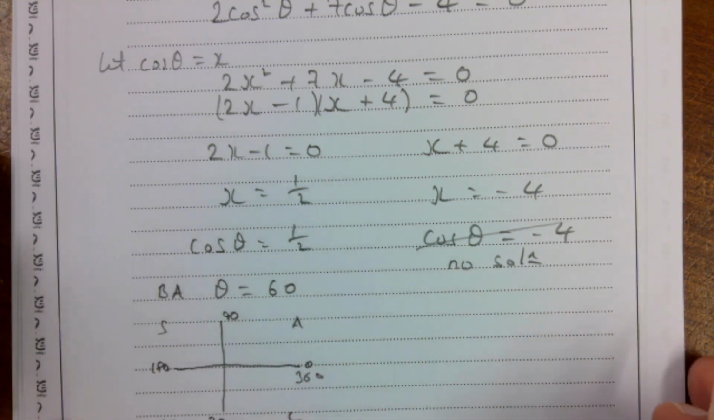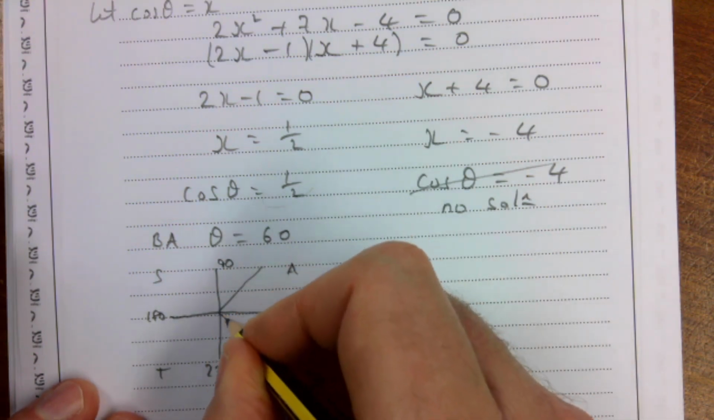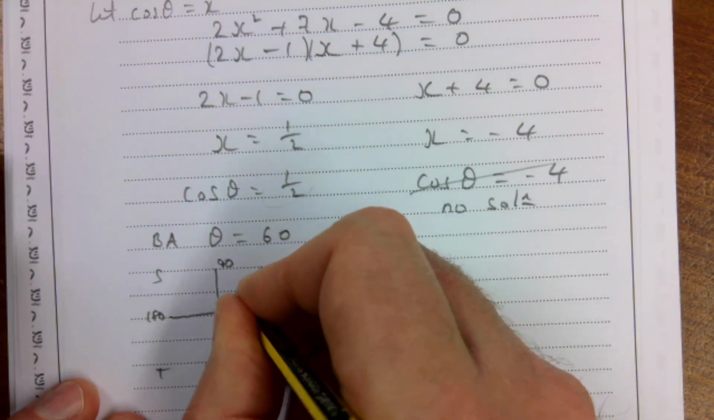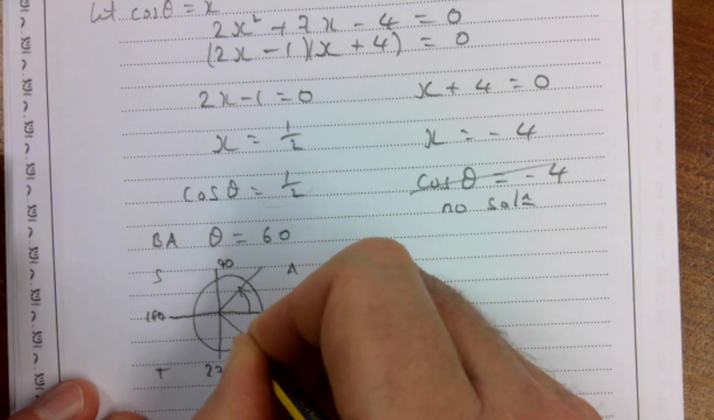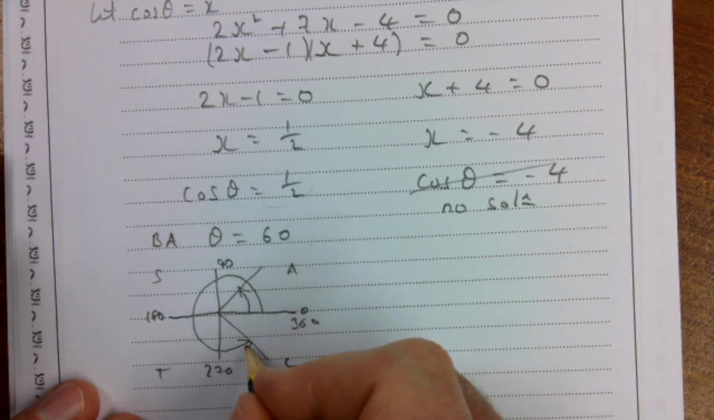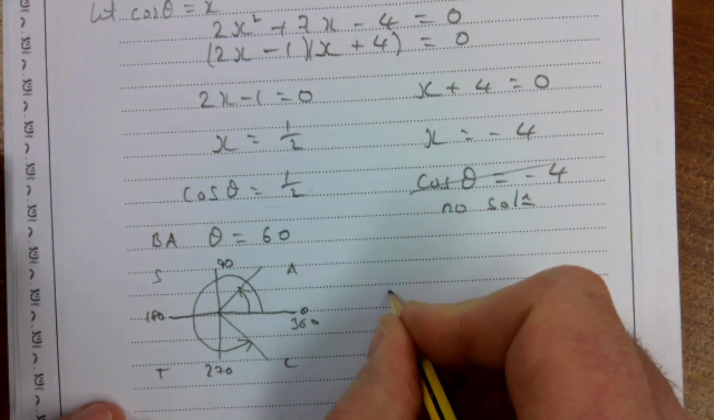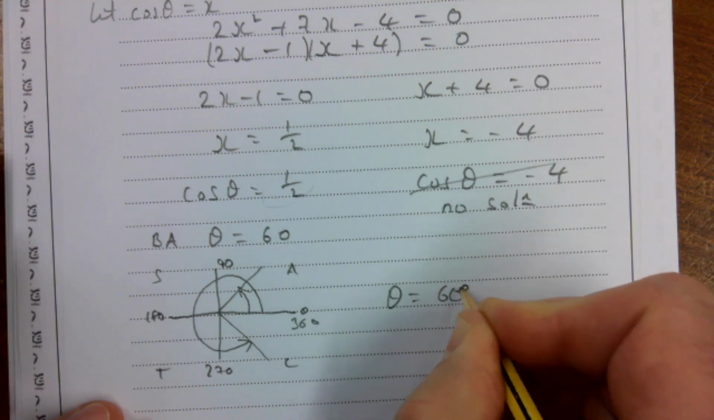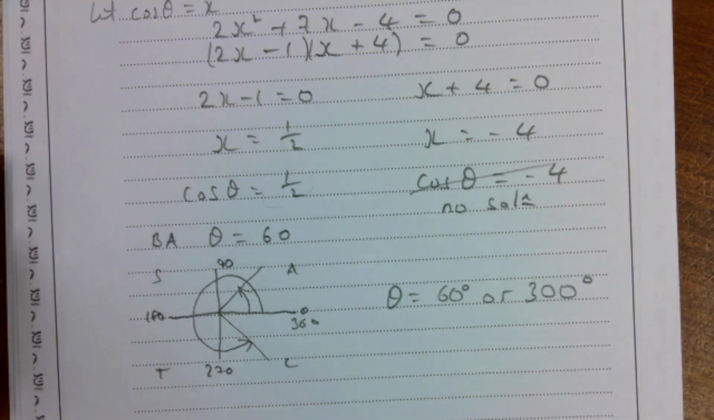I want where cos is positive, so I want this angle here, and I want this angle here. So I measure that one, that's going to be 60, and then it's not the 360, so I'm going around this way here, and then with symmetry, because that's 60, that must be 300. So my two answers then are theta is 60 degrees or 300 degrees.